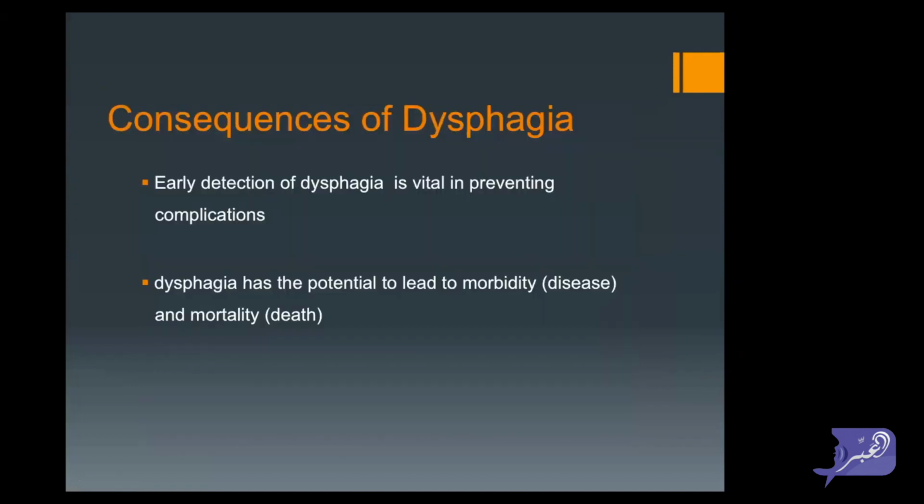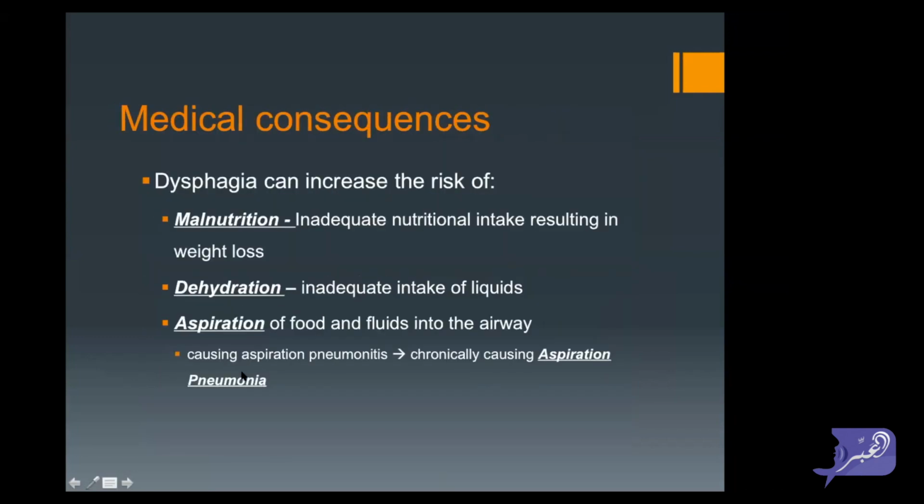So the consequences of dysphagia, early detection is key. The early detection of dysphagia is very, very important. The sooner you catch it, the better the chances are you will avoid a host of problems, not just disease, but you can also prevent mortality, which is death. Medical consequences, things like malnutrition, dehydration, aspiration, and aspiration pneumonia.